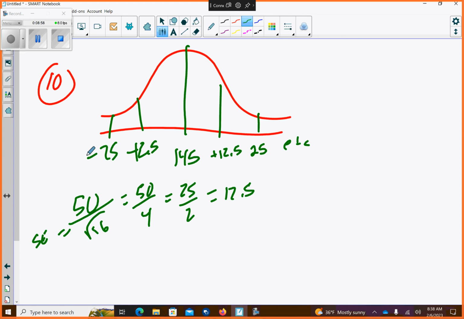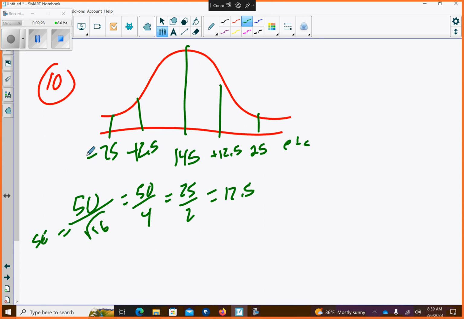What electric bills are at one standard error above the mean and one standard error below the mean? So one standard error above is 145 plus 12.5, so that would come out to 157.5. And below, 145 minus 12.5 is 132.5.